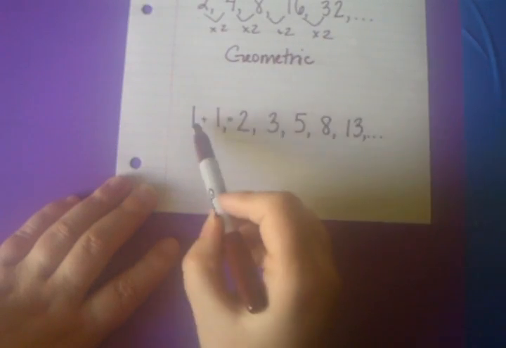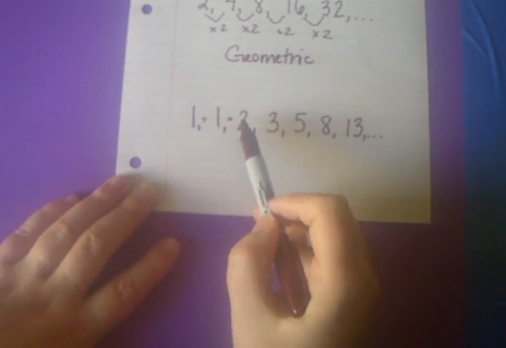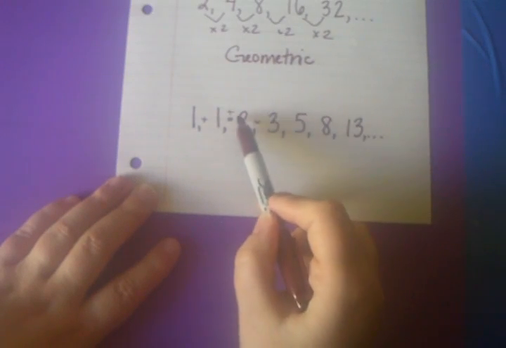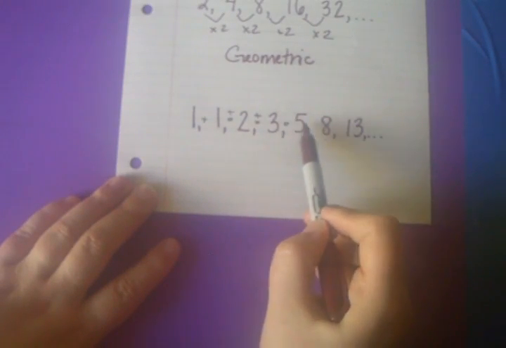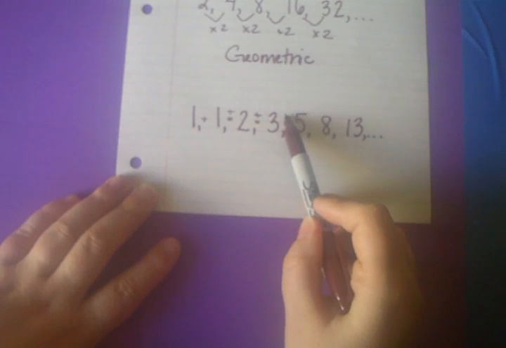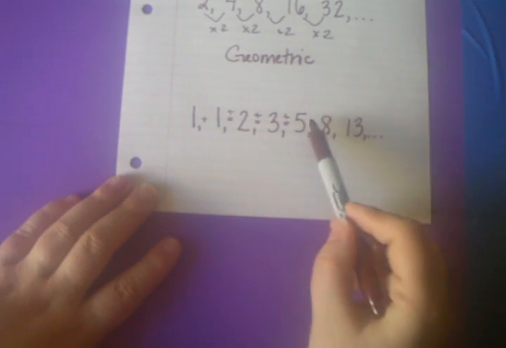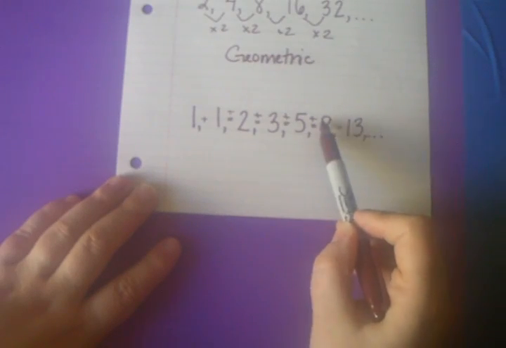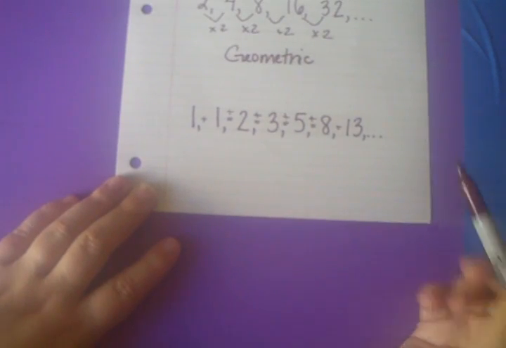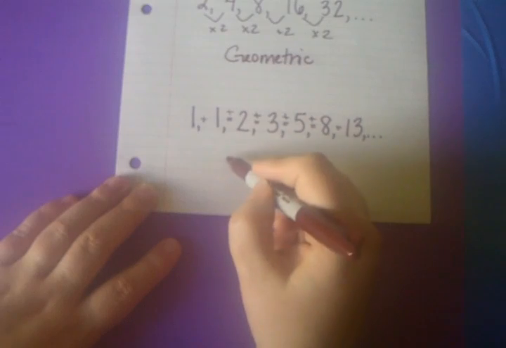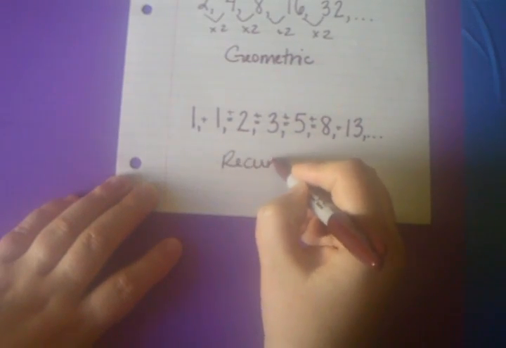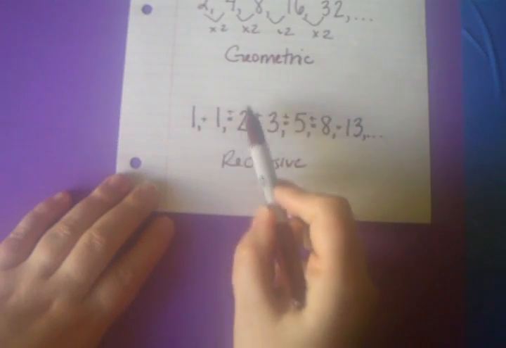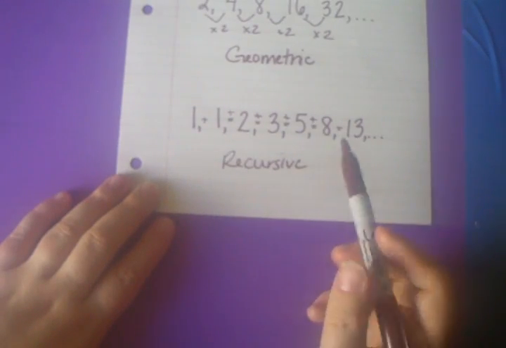next number. So 1 plus 1 gives me 2. 1 plus 2 gives me 3. 2 plus 3 gives me 5. 3 plus 5 gives me 8. 5 plus 8 gives me 13, so 8 plus 13 would give me the next number. This is a kind of pattern that is called recursive. I add these numbers together to find the next number in the pattern.